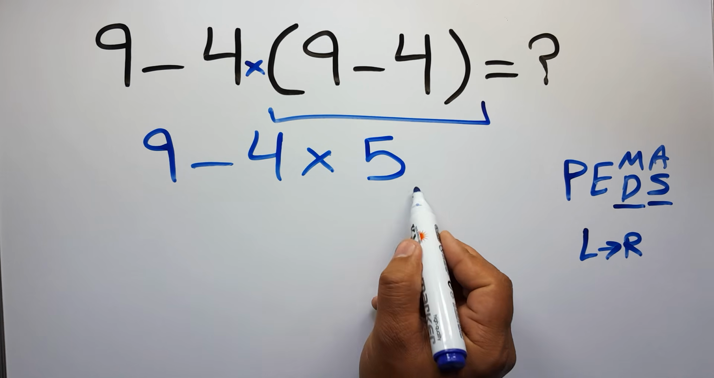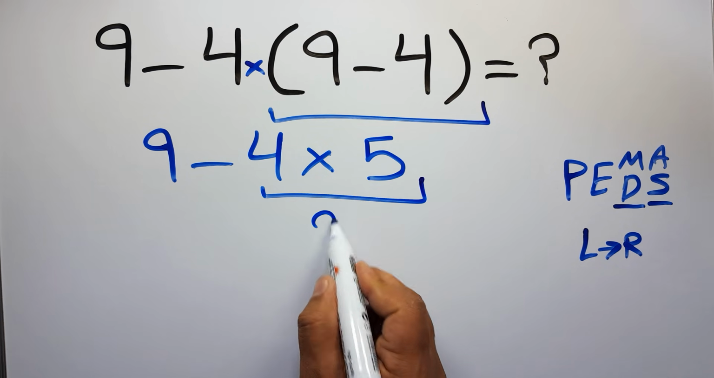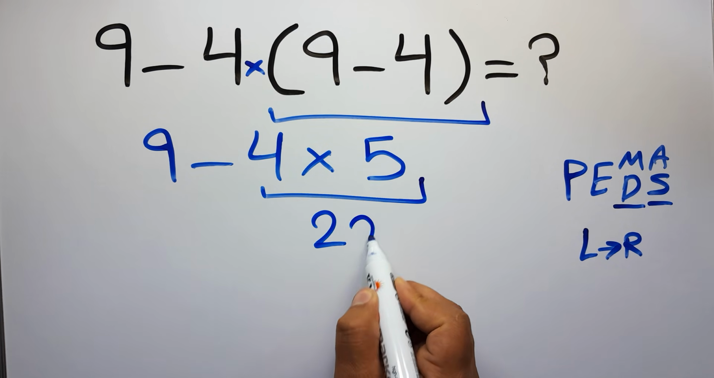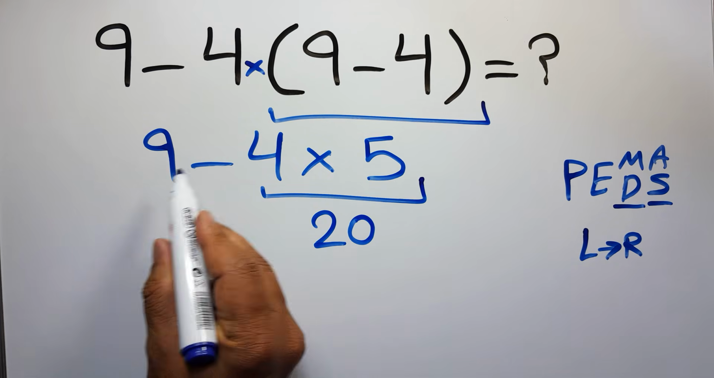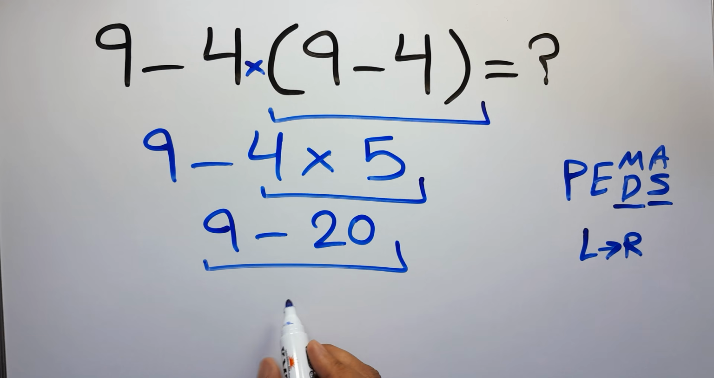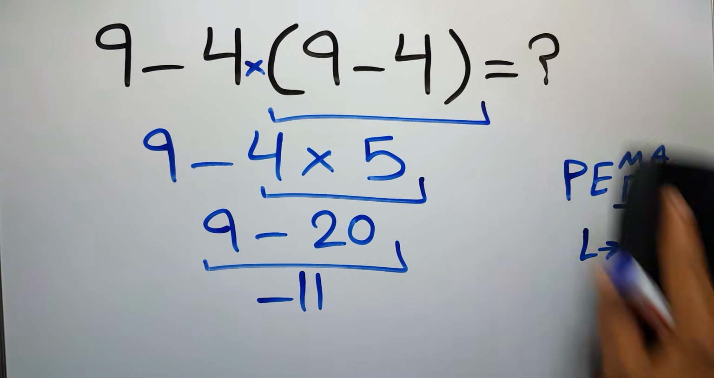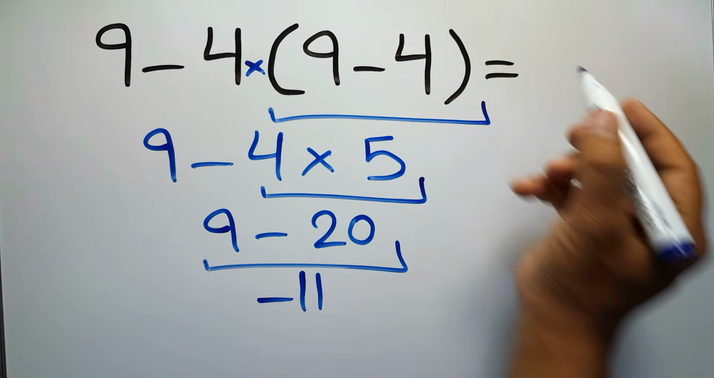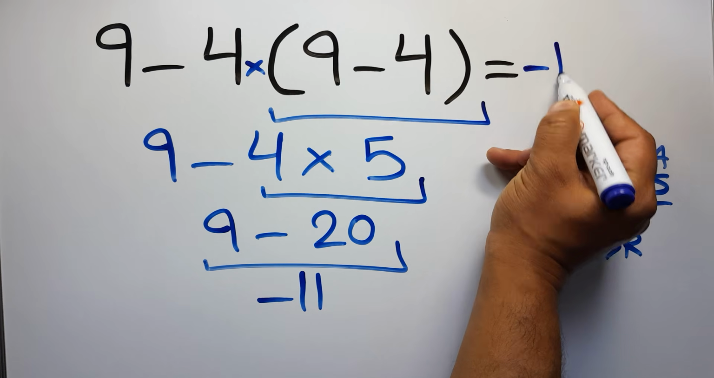4 times 5 equals 20. So we have 9 minus 20. And this is equal to negative 11. So we have negative 11. And this is our final answer to this problem. The correct answer is negative 11.